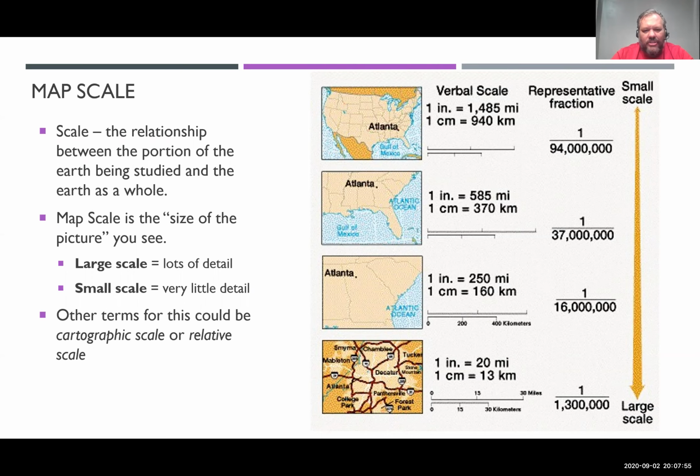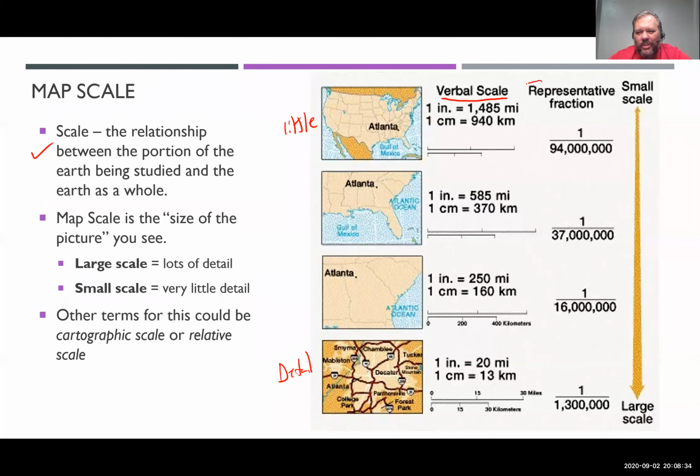And so scale is just, here's a definition up here. It's just the relationship between the proportion of the Earth being studied and the Earth as a whole. All right, and so you can see over here, this is large scale down here, and large scale is when you have a lot of detail. All right, and then small scale up here, very little detail. Okay, and so you might see a couple of different things on a map. You might see something called a verbal scale, where it just says like 1 inch equals 1,485 miles. And so they give you some measurements down here.